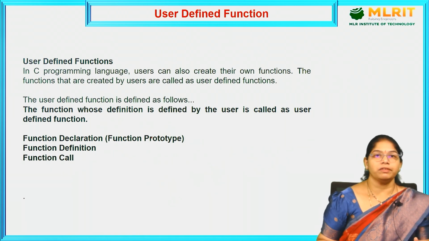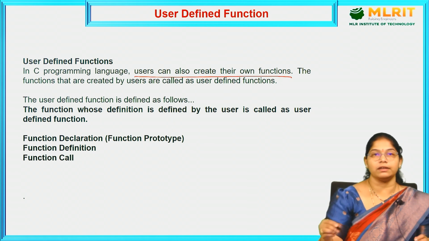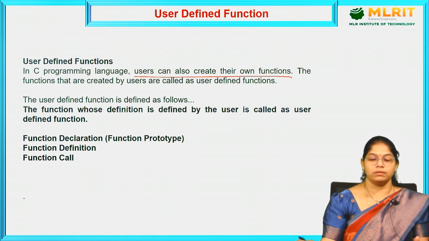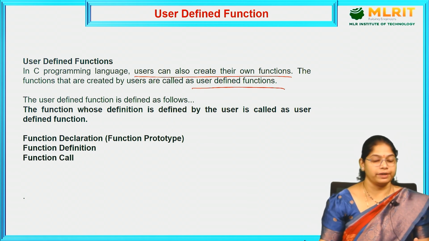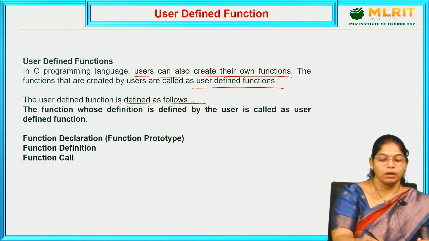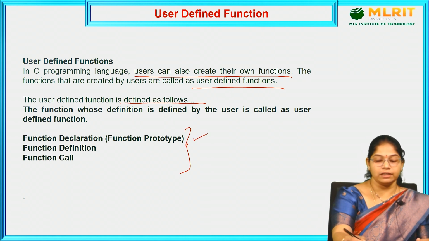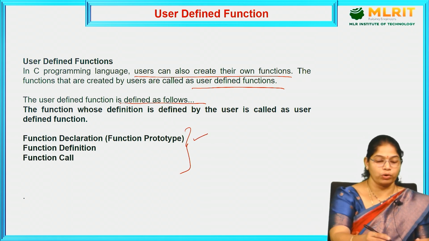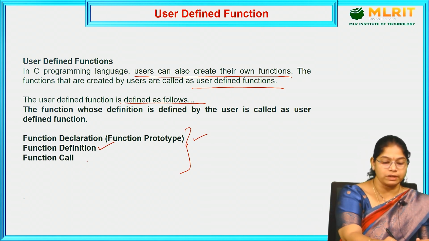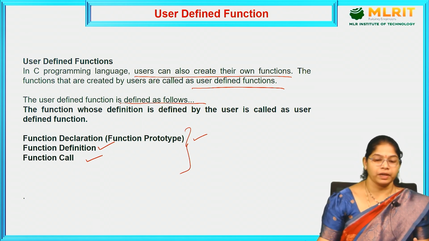Then user-defined functions. User-defined functions means the user can create their own function. How can a user define his own function? By following these three things: function declaration, which is also known as a function prototype, function definition, and a function call. These are the things which we discussed in the earlier session.